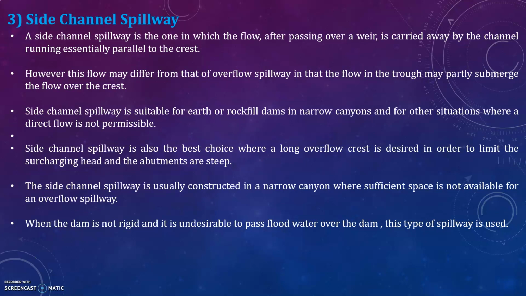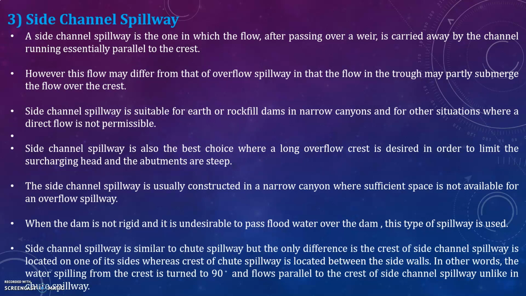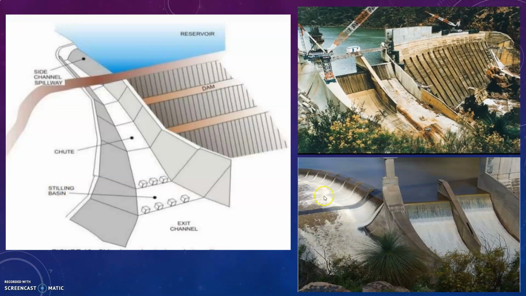When the dam is not rigid and it is undesirable to pass flood water over the dam, this type of spillway is used. Side channel spillway is similar to chute spillway, but the only difference is the crest of the side channel spillway is located on one of its sides, whereas crest of chute spillway is located between the side walls. In other words, the water spilling from the crest is turned 90 degrees and flows parallel to the crest of the side channel spillway, unlike in chute spillway. This is about side channel spillway.